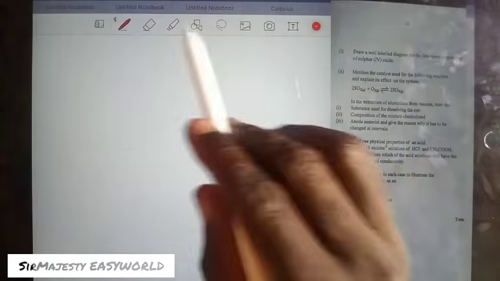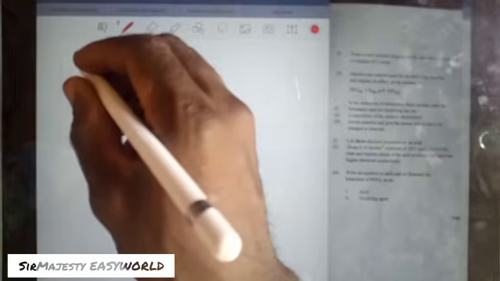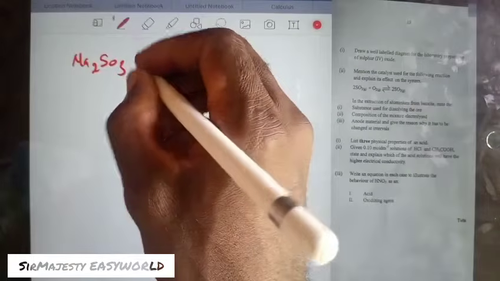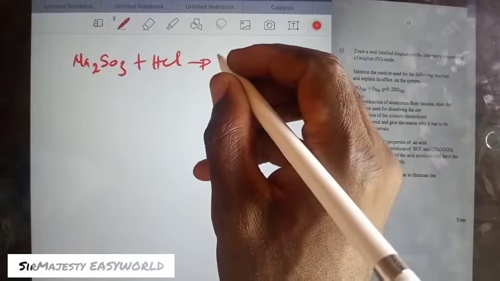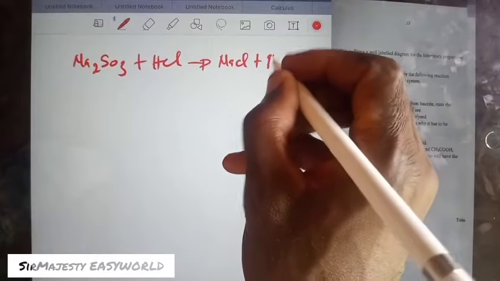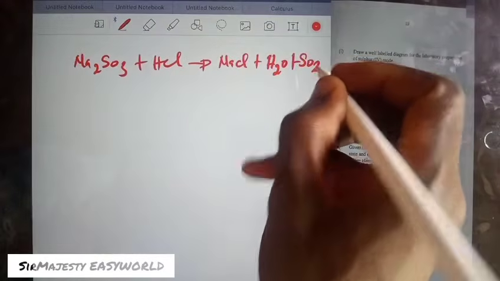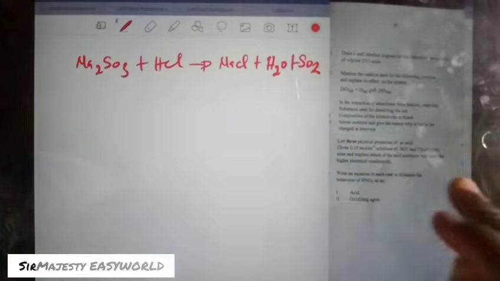First of all, before you draw, you need to know the reactants. You produce SO2 in the lab, that's sulfur 4 oxide, by reacting sodium sulfite or potassium sulfite with acid, either HCl or H2SO4. The resulting products will be sodium chloride plus H2O plus SO2, which is the gas in question. But the drawing is what they want, not the equations.